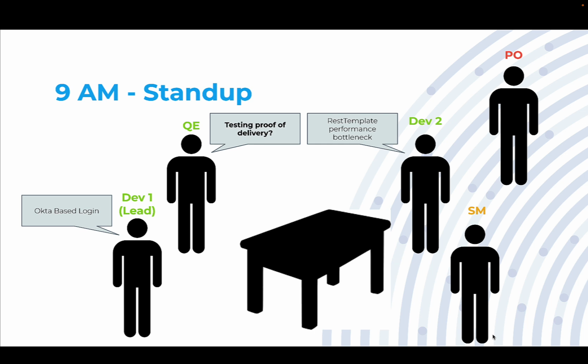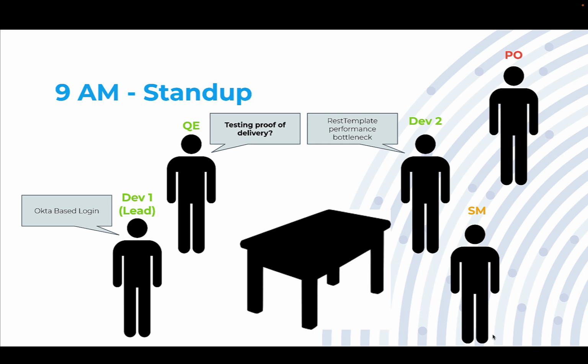And Dev2 gives a status you don't have much to do with, but it's something involving, hey, I'm working on replacing REST template with OkHttp to get rid of a performance bottleneck. I'm good to go. I'm not sure when I'll have it done. Maybe a demo in a couple of days. It's a lot of work.